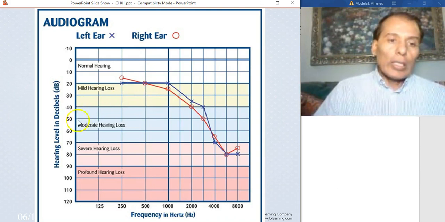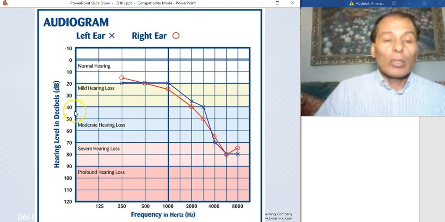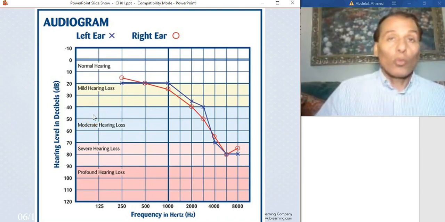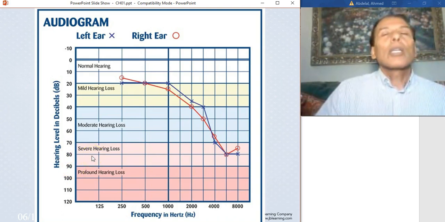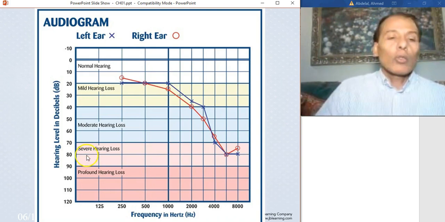And then 40 to 60, that is called moderate. Actually 40 to 70 decibels. That is moderate. That is where the person cannot really function without a hearing aid. That is moderate, the blue area. And then 70 to 90, that is severe. They can hear the sound only when it becomes so, so loud.